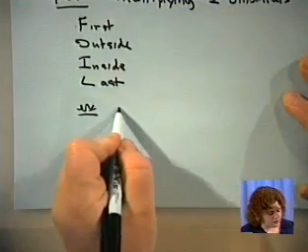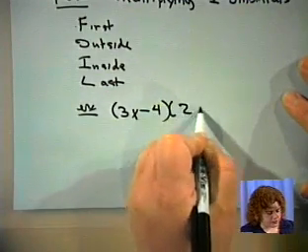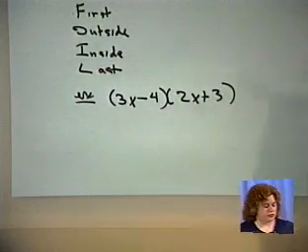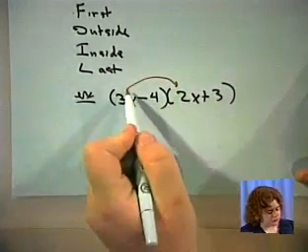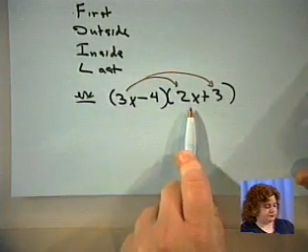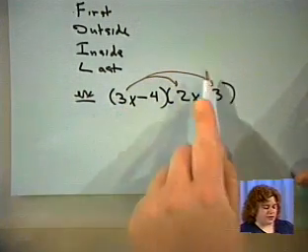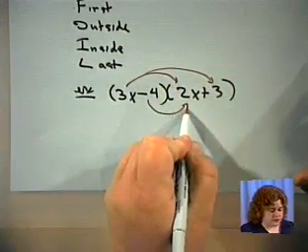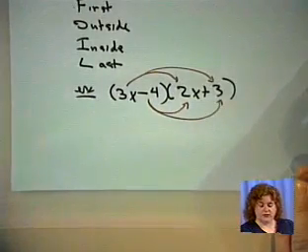So let's take an example of 3x minus 4 times 2x plus 3. If I were to draw arrows to make sure that we're matching up, sharing out, distributing each little piece, whatever phrase you want to use to help you remember, we're going to end up with the 3x times the 2x, then the 3x times the 3. Well, there's your first and your outside multiplied together. And then minus 4 times 2x inside, minus 4 times 3 last.